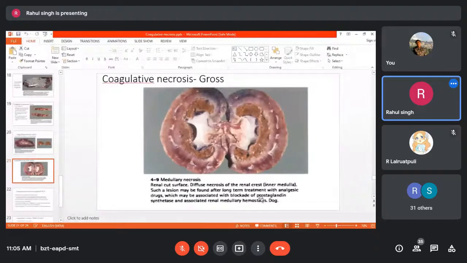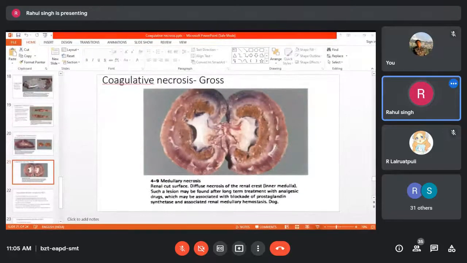Now this is an example of cortex that is almost normal.